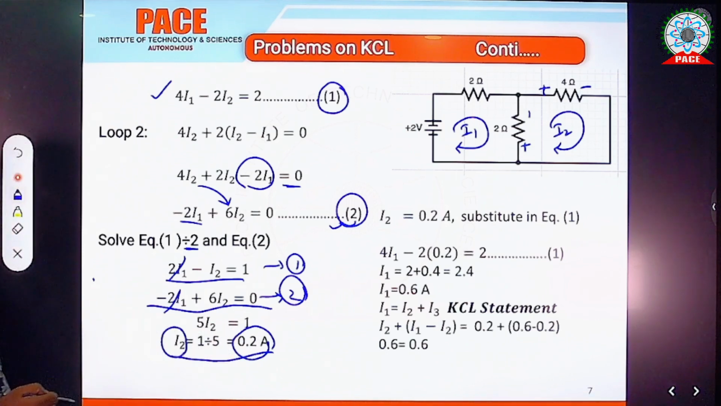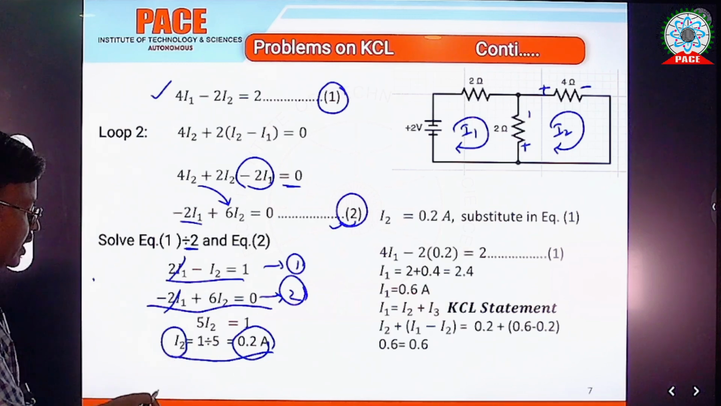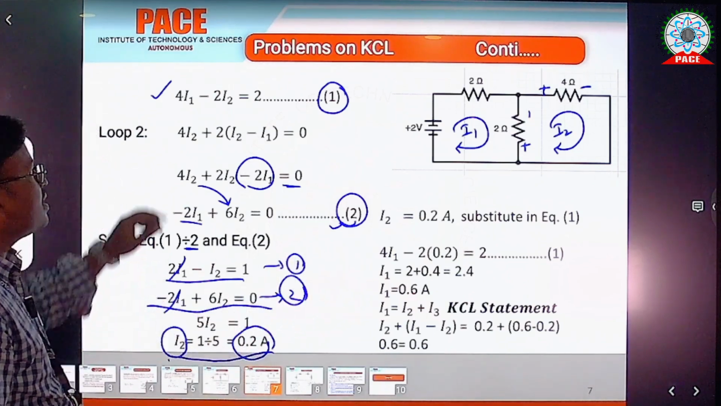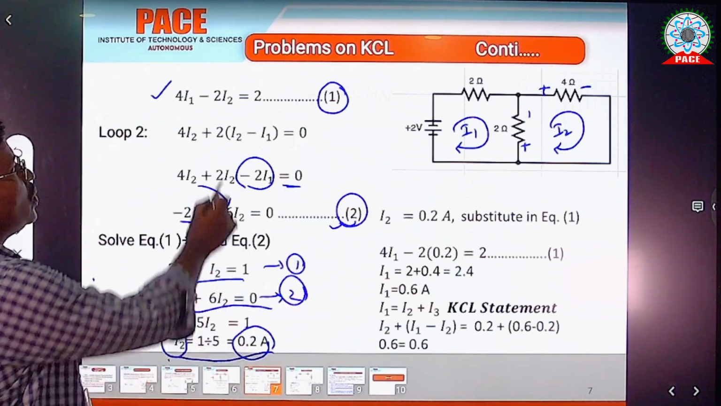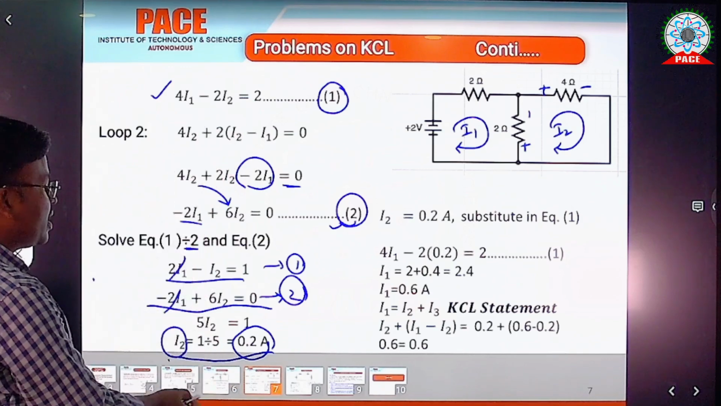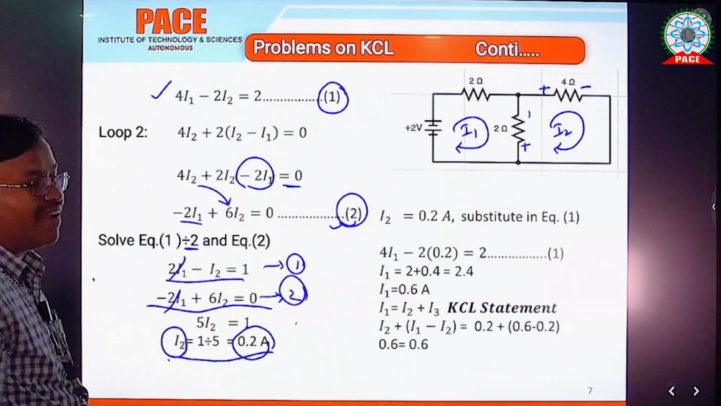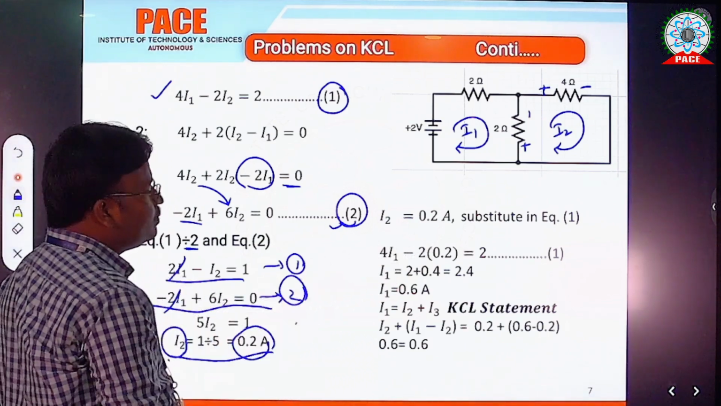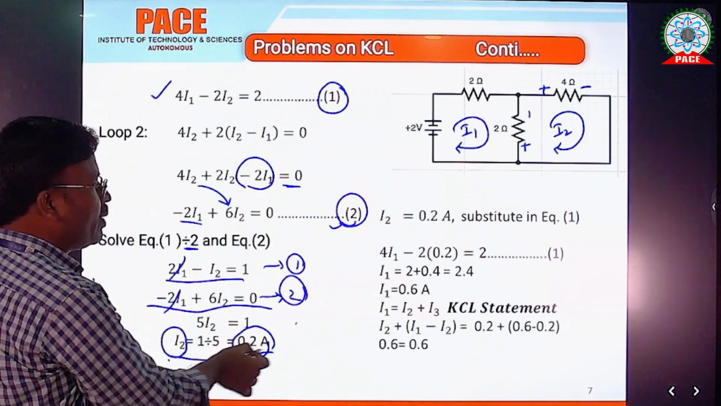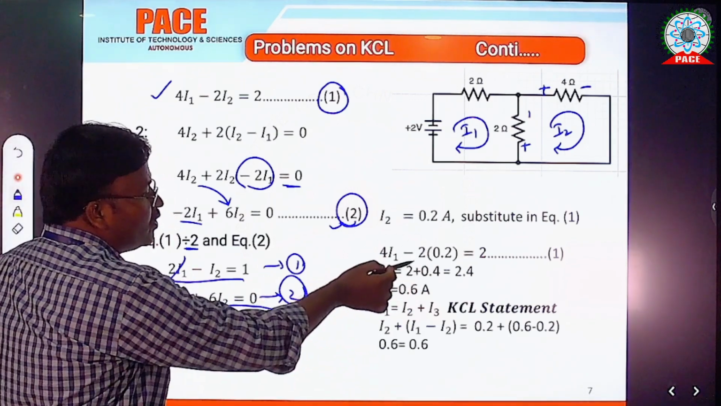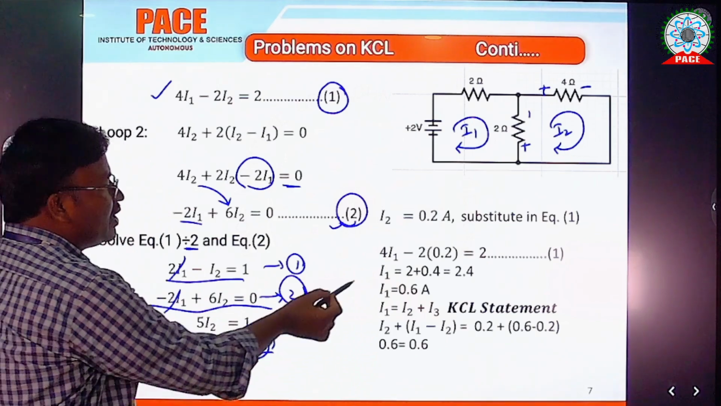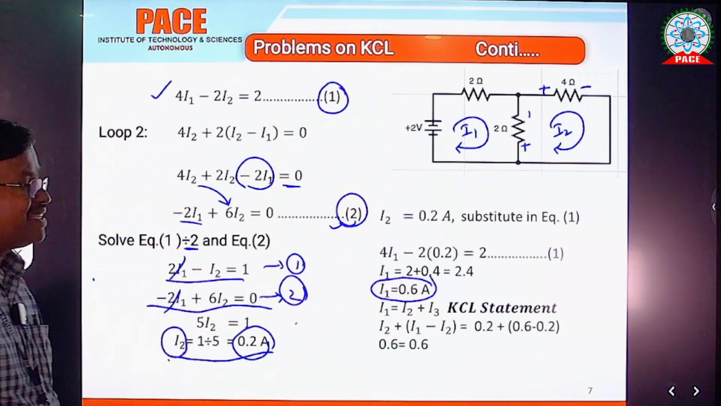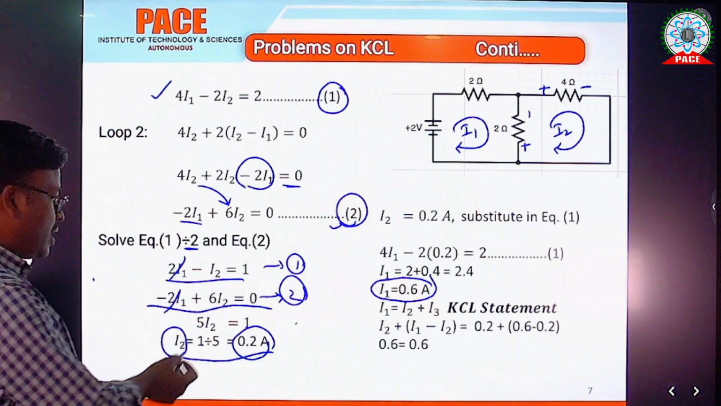After getting the I2 current, we can substitute this into equation 1. The equation 1 is 4I1 minus 2I2 equal to 2. In that we are going to substitute this I2 value. Here we substitute 4I1 minus 2 into the I2 value, that is 0.2 amps. So if we substitute this I2 value, we will get I1 as 0.6 amps. After that, from I1 and I2 we can find I3 also.